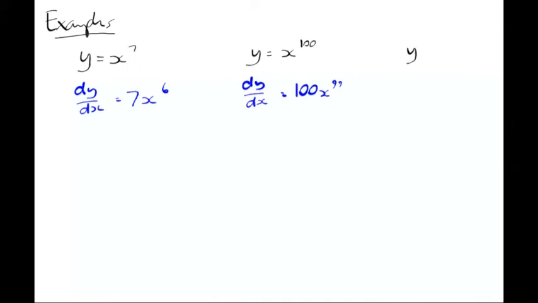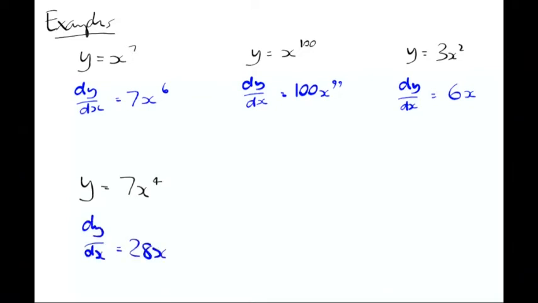If y equals 3x squared, dy by dx is, bring the power down to the front, knock one off the power, 3 times the 2, 6x. We knock one off the power, it becomes a 1. We don't generally write to the power 1, we just leave it as the x. Y equals 7x to the 4, bring the power down to the front, knock one off the power, 7 times the 4 is 28x cubed.